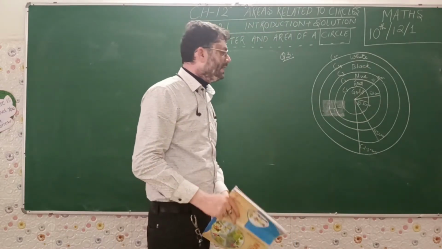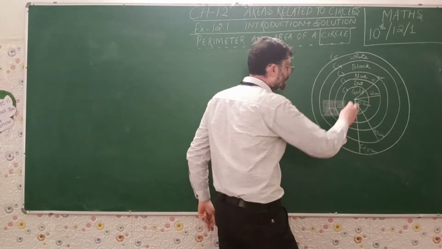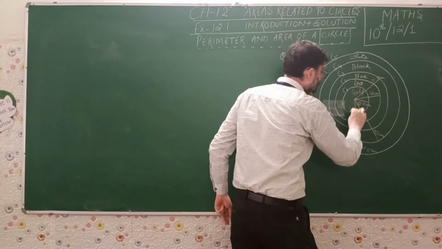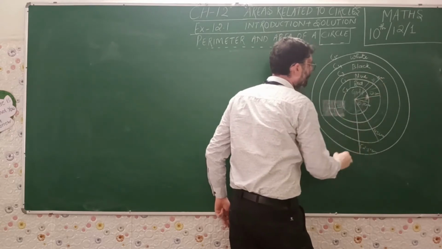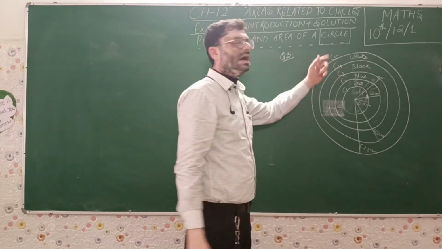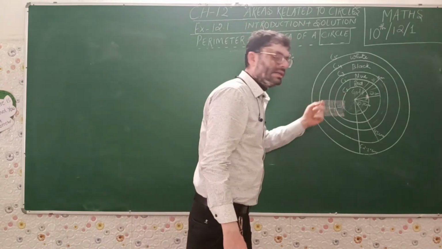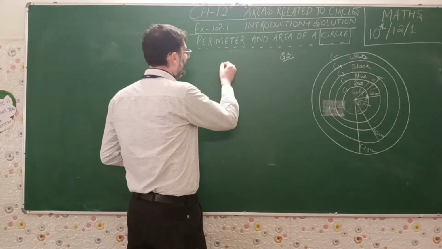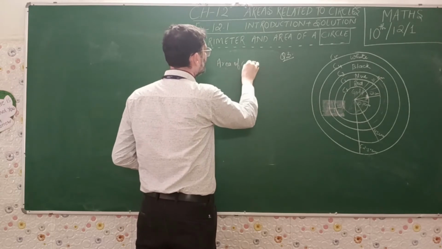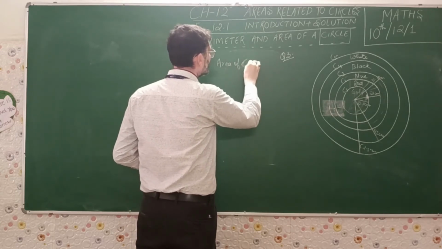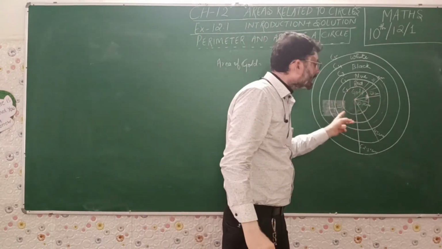Find the area of each scoring region. We need to find the area of each scoring region. This part is the gold one. This one is the red one. This part is blue, this part is black, and the other part is white. So we have to find the area of each color. First, suppose we want to find the area of gold. The area of gold is equal to the area of circle C1.